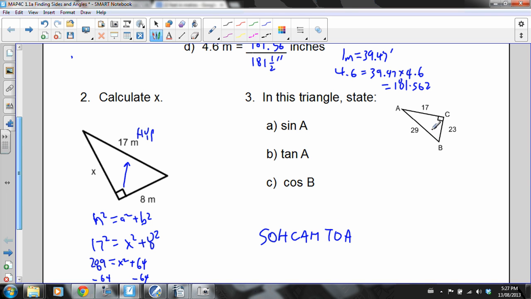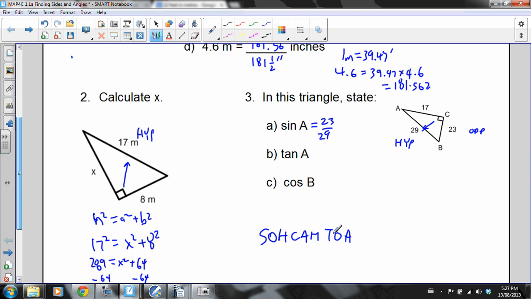So the sine of A, and there's our angle A. We have to identify which is the opposite, which is the adjacent, which is the hypotenuse. Remember, the 90 degree angle always points at the hypotenuse, so that one's the hypotenuse. And from angle A, we want the sine, which is the opposite. This is the opposite side, isn't it? So sine is opposite over hypotenuse, 23 over 29.